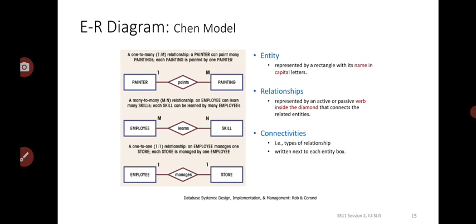An entity is represented by the rectangle with its name in capital letters. A relationship is represented by an active or passive verb inside the diamond that connects the related entities, and the connectivities, the types of relationship, are written next to each other. So basically 1 to M, M to N and 1 to 1 relationship.